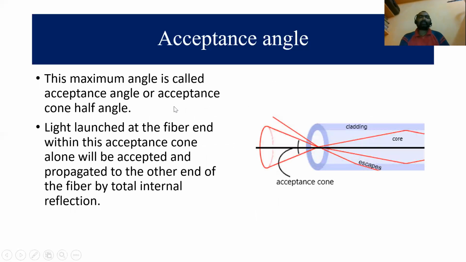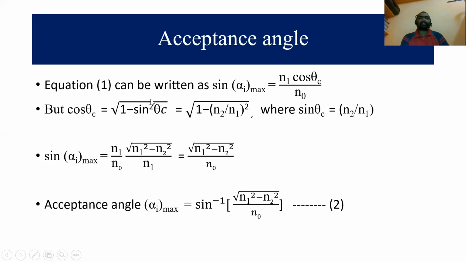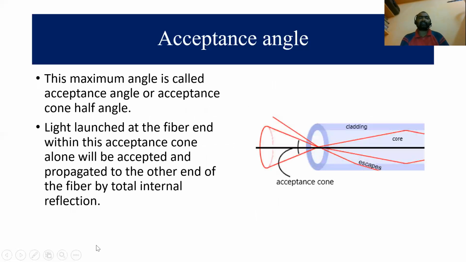The maximum angle is called the acceptance angle or acceptance cone half angle. So here this alpha i max is called the acceptance angle. Light launched at the fiber end within this acceptance cone alone will be accepted and propagated to the other end of the fiber by total internal reflection. Here you see, this is the alpha i max. If you rotate this alpha i max by taking the axis as the reference, we will get a cone shape. So this is called the acceptance cone.